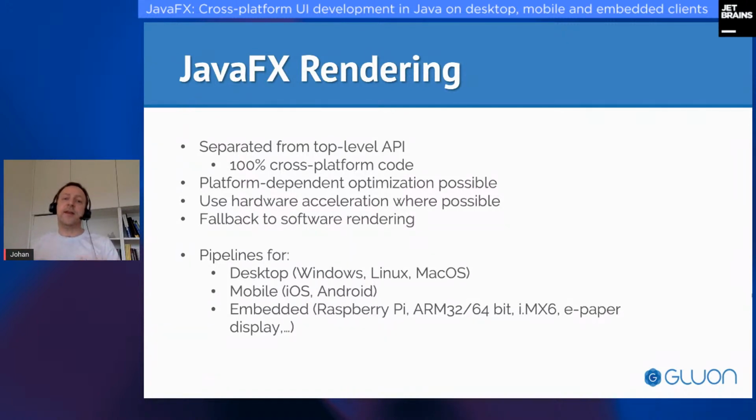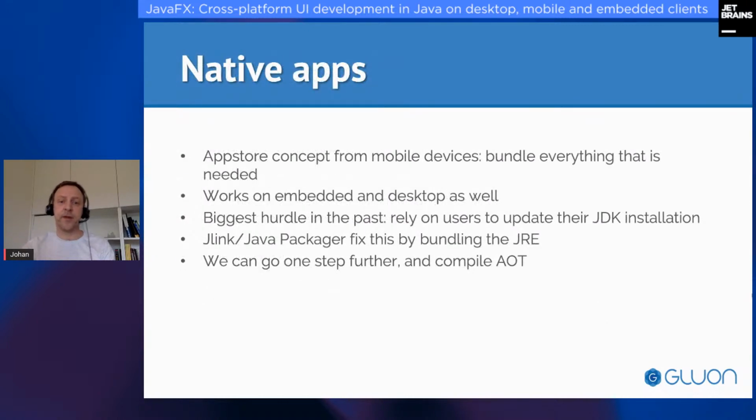The rendering will use platform-dependent optimization when possible, and will fall back to software if needed. And there are pipelines for different desktop systems, mobile and embedded systems. Finally, and this is the last part of the presentation, it's about the future. We learned a lot over the past 25 years in Java, and one of the things that have evolved is the mobile landscape.